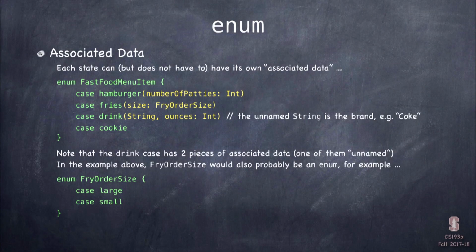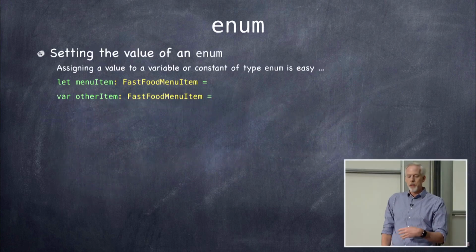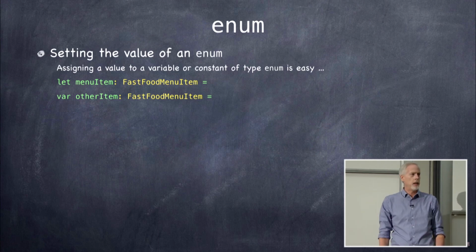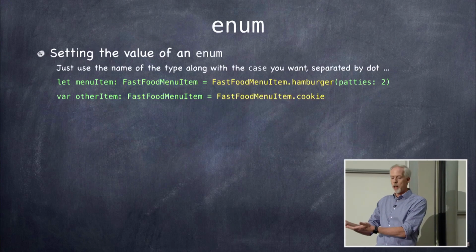Now, the names here don't matter that much because when we extract this information, we're going to be able to give it our own name anyway, kind of like tuples. In fact, these look a lot like tuples, don't they? These little associated datas, they're kind of like tuples because you can have as many of them as you want. You specify the type, they have names, they're super simple, and they look very much like tuples, okay? So anyway, this is what it looks like to declare an enum with associated data. Now, how do you assign an enum? So here are 2 variables, one called menu item, one called other item. They are of type fast food menu item. That's their type. And so I set them just by saying fast food menu item dot the case I want.